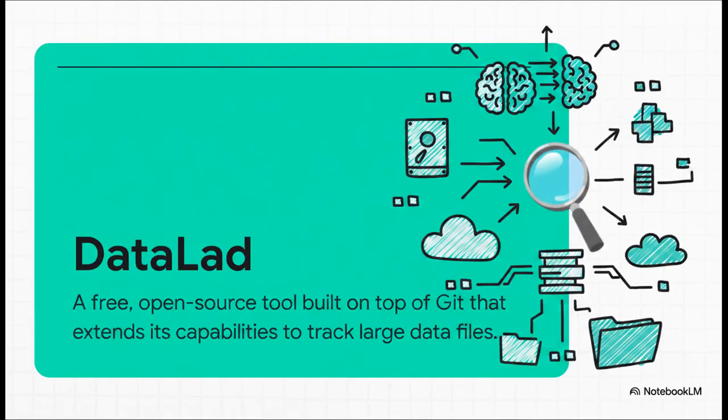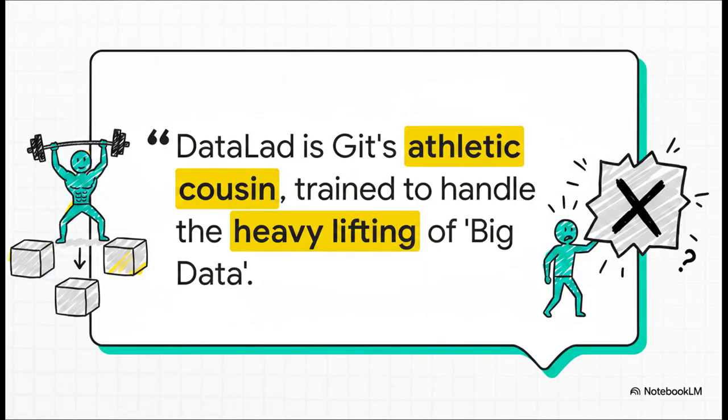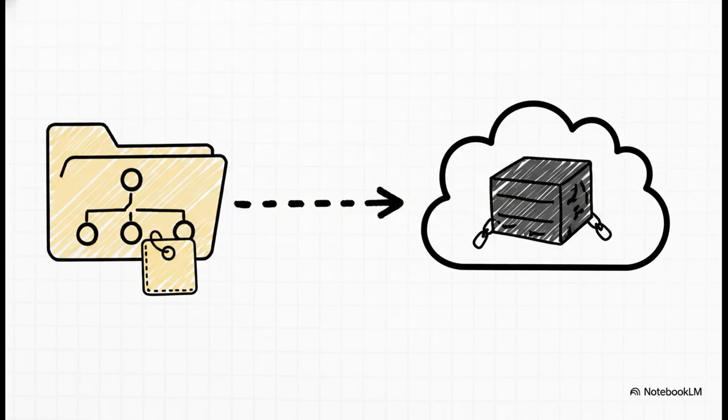And that's where DataLad comes in. It's a tool built right on top of Git to fix this problem. I love this analogy. DataLad is like Git's athletic cousin. It does all the heavy lifting. So here's the trick. It doesn't store the actual data, just a pointer to where it is.